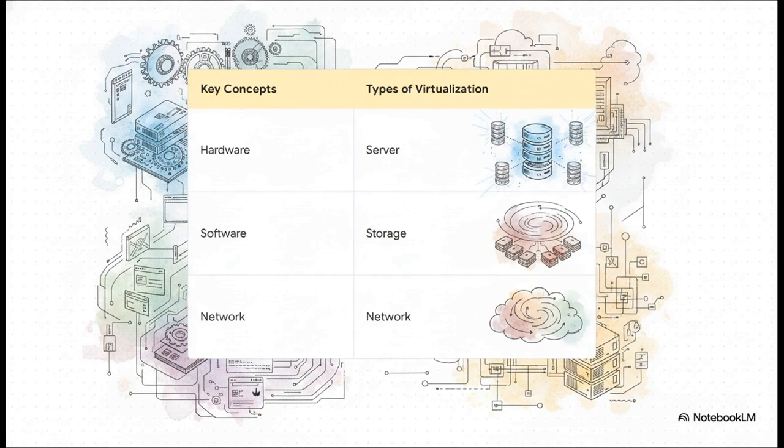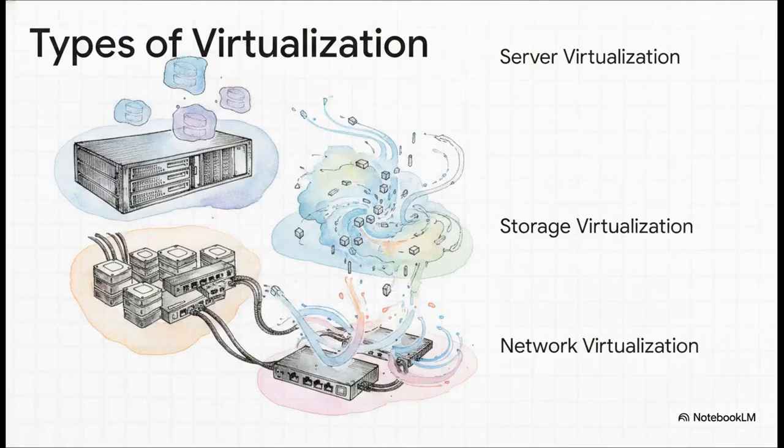Now, looking at the key concepts versus the types of virtualization, we're operating on a few different layers here. Conceptually, we can virtualize hardware, software, or entire networks. And in practice, this translates directly to server virtualization, storage virtualization, and network virtualization. We are basically taking the core, rigid components of IT infrastructure and making them totally malleable. Let's explore these types of virtualization and see where the magic actually happens.